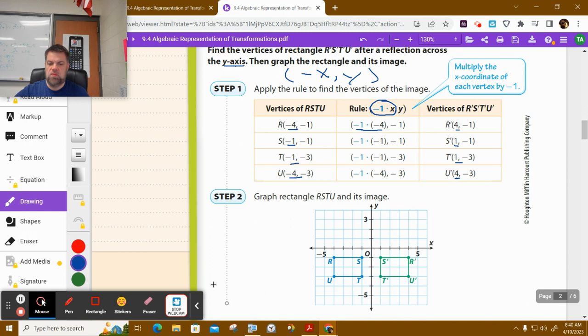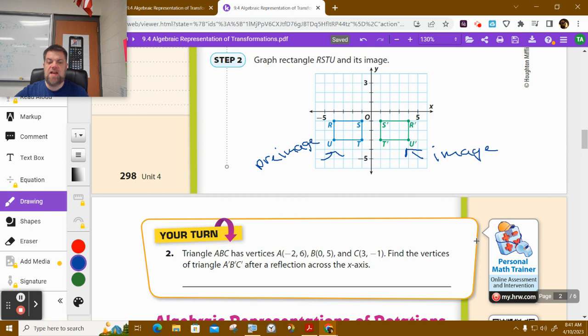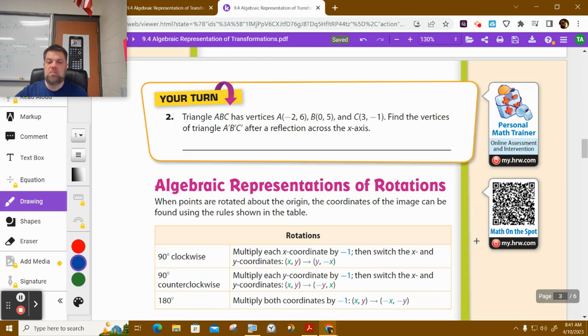So then, lastly, you can always graph the image just to double check. So here we have the pre-image, right? Remember that? This is what we call the pre-image. And then the transformed image is called what? The image. And is that reflected across the y-axis? Yeah. Does that make sense?